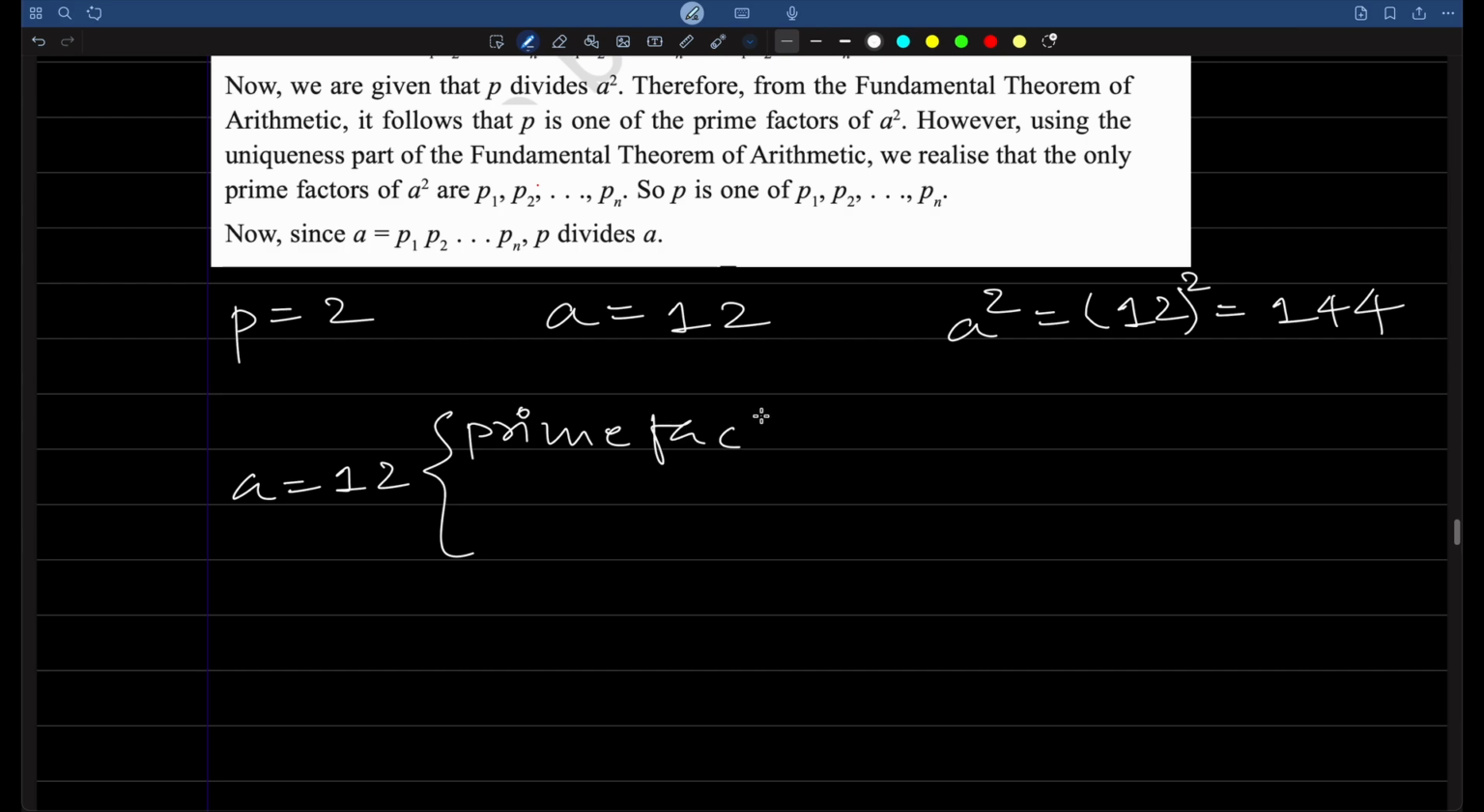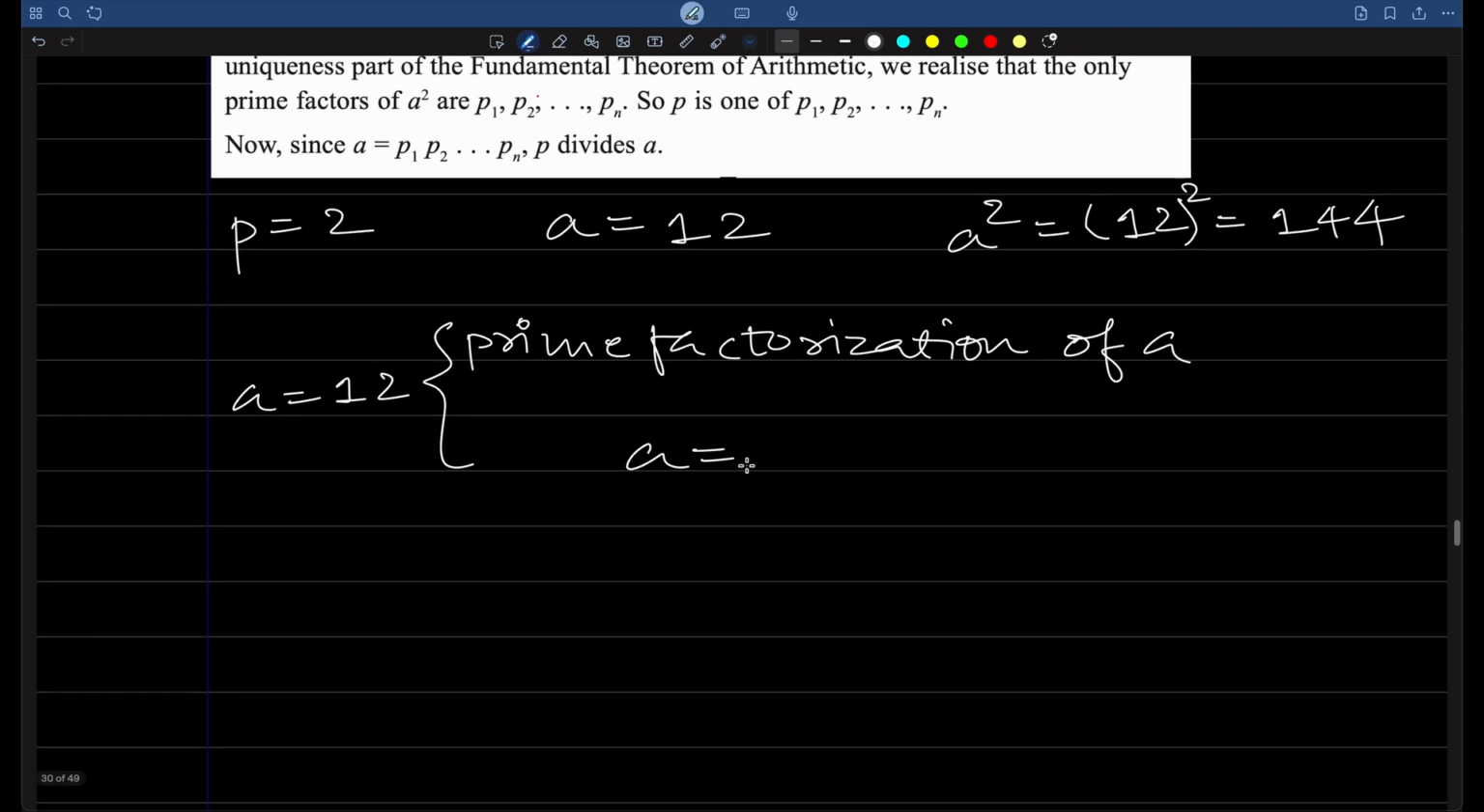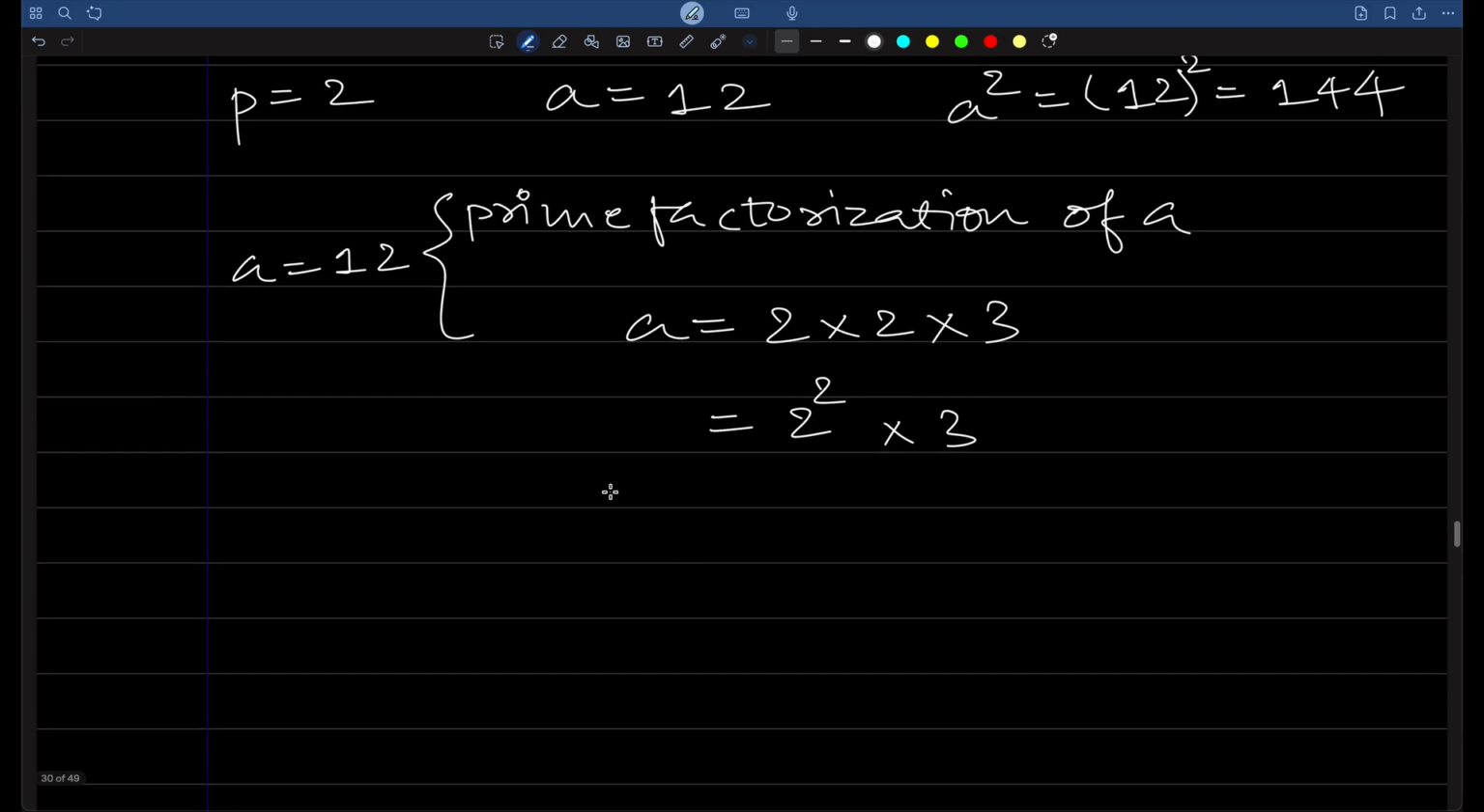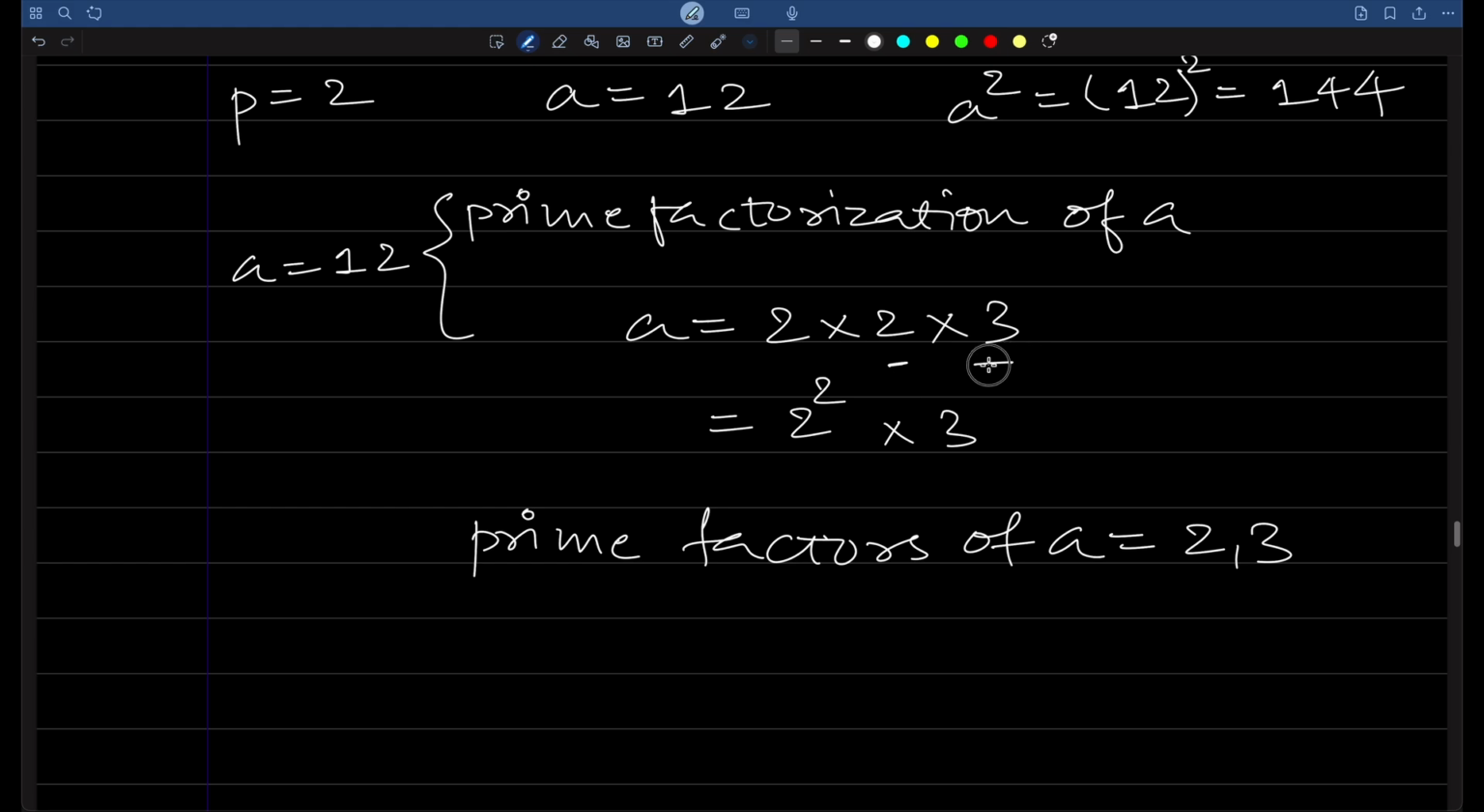prime factorization of a, that is equal to 2 into 2 into 3, which is equal to 2 square into 3, and I can write prime factors of a equals 2 comma 3.